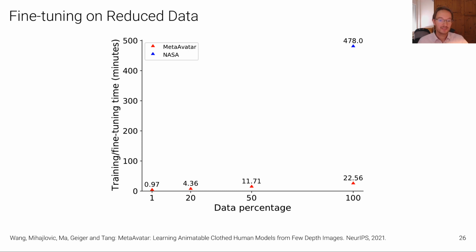This is also illustrated here. What we can see is that if we reduce the data, despite not having a dramatic loss in accuracy, we can decrease the training time significantly. For example, if we just use 20% of the original data, we have two orders of magnitude improvement with respect to NASA in terms of training time, because we just have to fine-tune the hypernetwork on the target subject, and we don't have to train from scratch, as for example NASA has to.